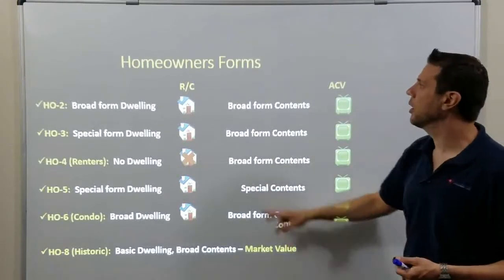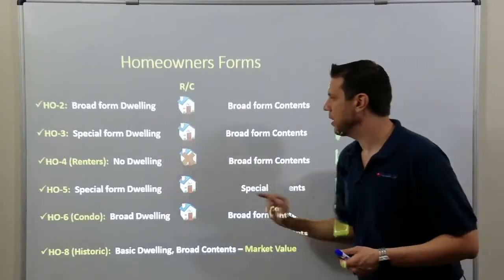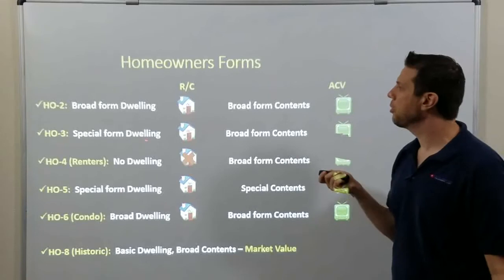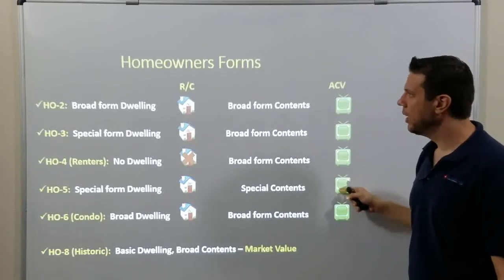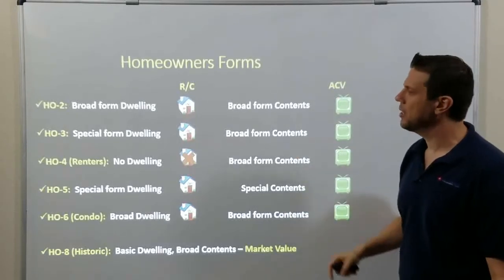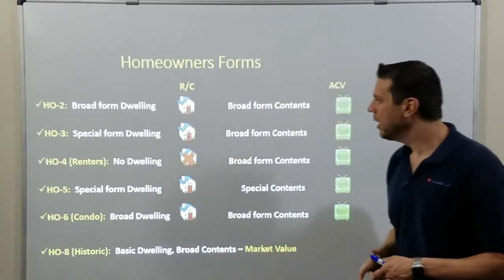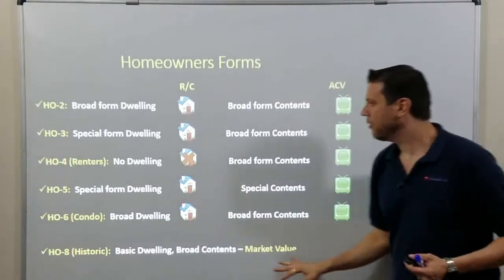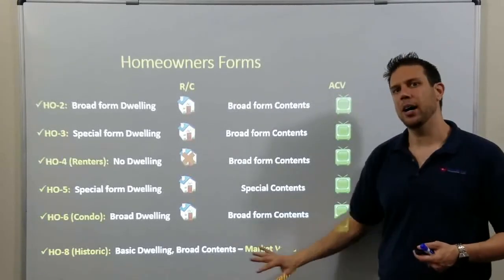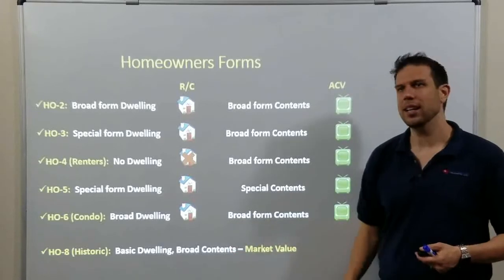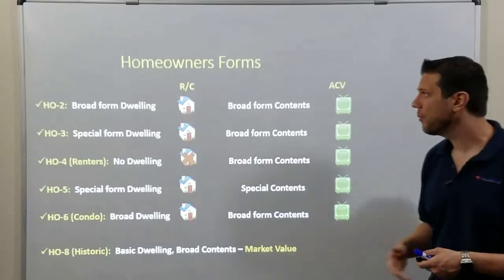The differences are broad, broad, special, broad, zero, broad, special, special, broad, broad. An HO3 is the same thing as an HO5, except your contents are covered for everything. An HO4 is the same thing as an HO6, except you have to cover the structure because you own the condo. And an HO8 is a modified historic home. HO8s are using market value. You don't have to worry about what this one really is. As long as you memorize old houses, historic houses, market value, that's an HO8.